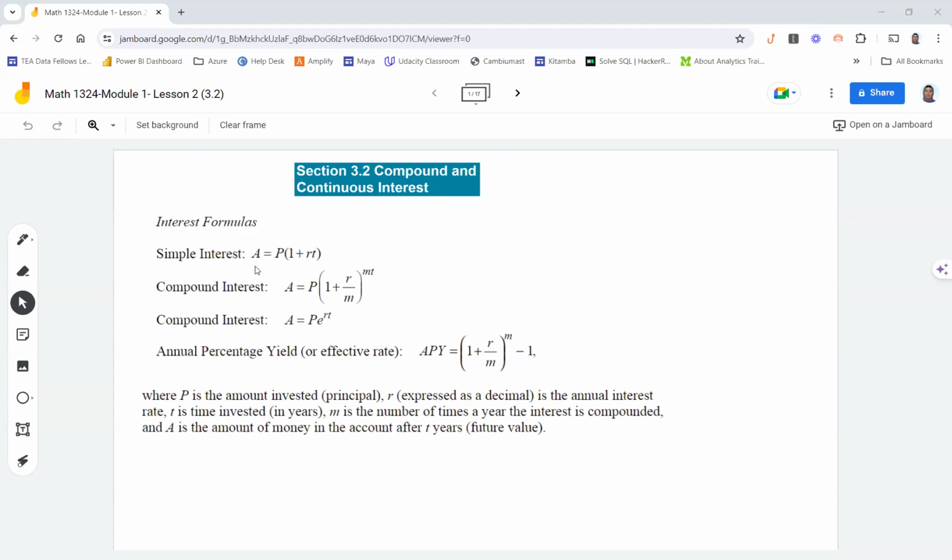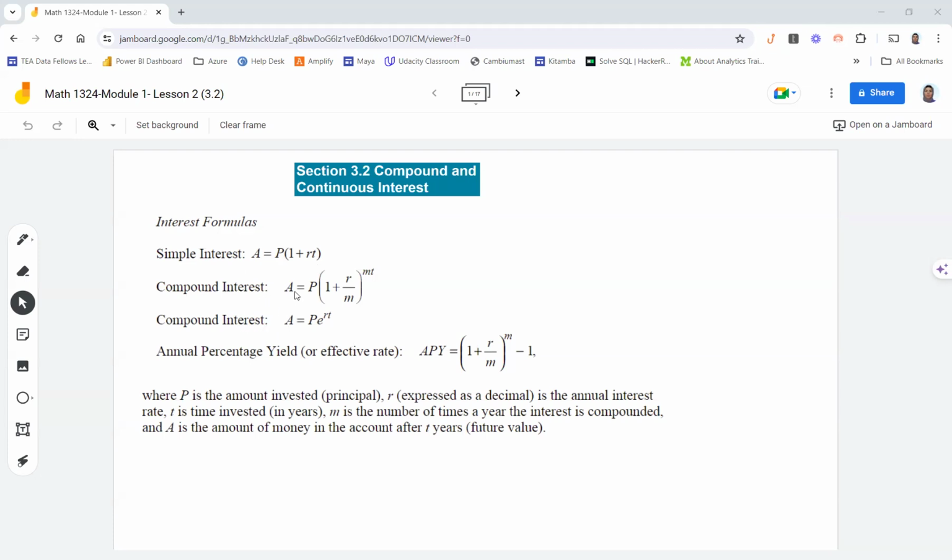The previous section was about simple interest, and we already know that the future value with the simple interest applied to it will be P times 1 plus R times T. But this section is going to focus on compound interest and continuous compound interest.